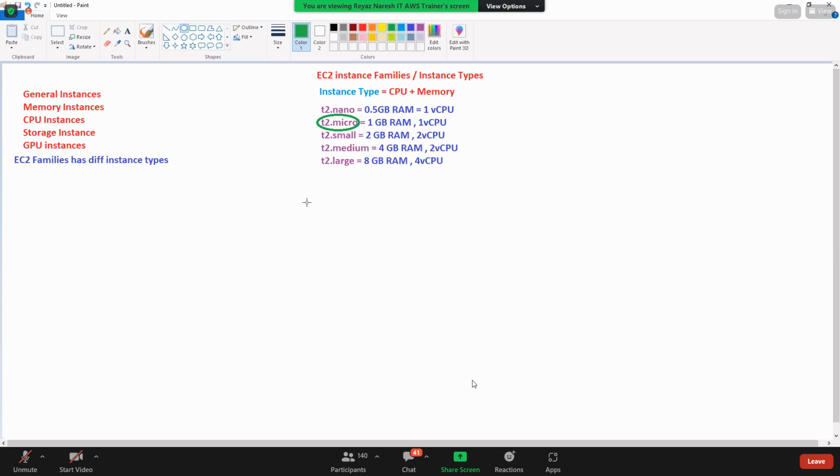The machine will come with the combination of CPU plus memory. Is it possible to separate the CPU and separate the memory? It is a combination.